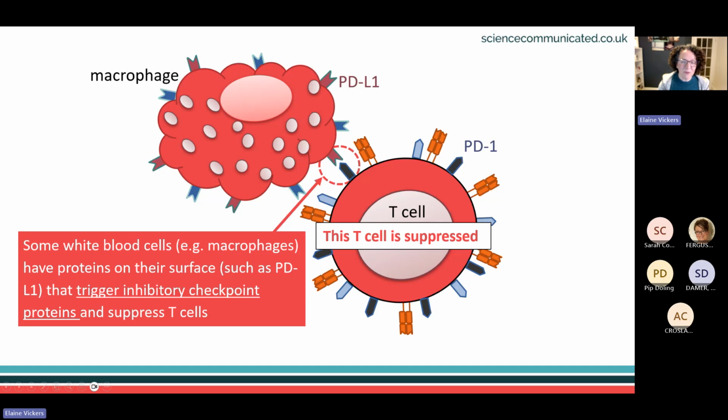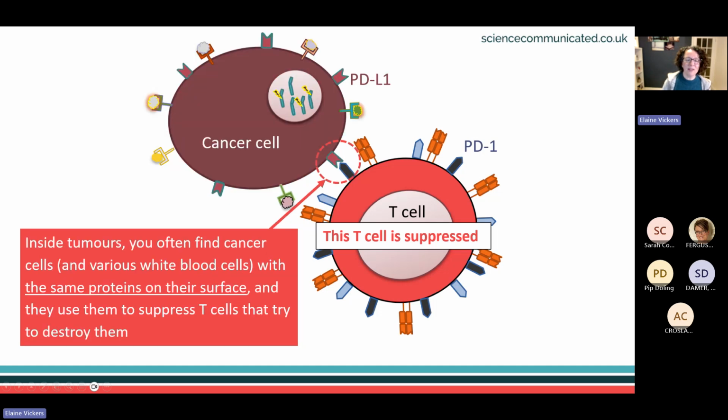The problem we have in a tumor environment, though, is not just white blood cells and other healthy cells putting that PD-L1 on their surface. Cancer cells also put PD-L1 on their surface, and they use it to shut down T cells that get too close. So often inside tumors, you find lots of cancer cells as well as other cell types with PD-L1 on their surface, and they're using it to shut down useful T cells.